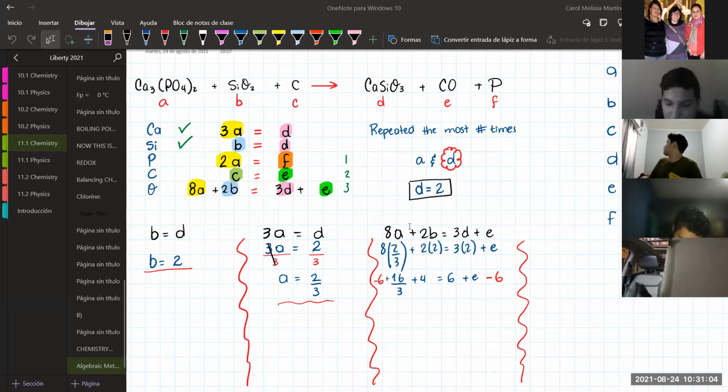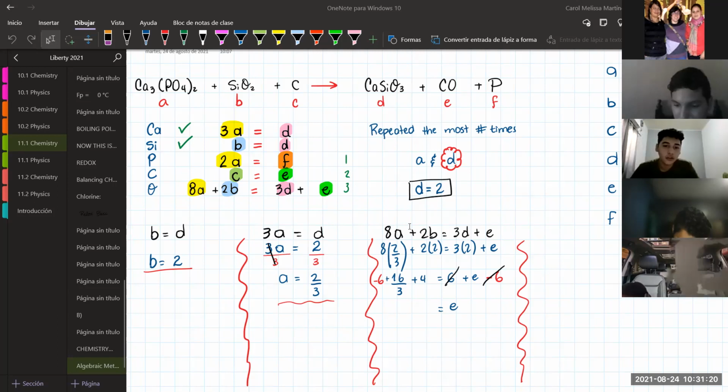So this will allow me to cancel 6 with 6. So now my E is alone. And how much do I get from this? I got 10 over 3. Did you get the same result as me? Yes. Okay, so with this, we found already the value of E. So E is equal to 10 over 3.